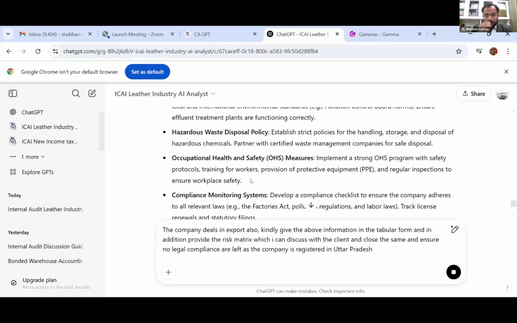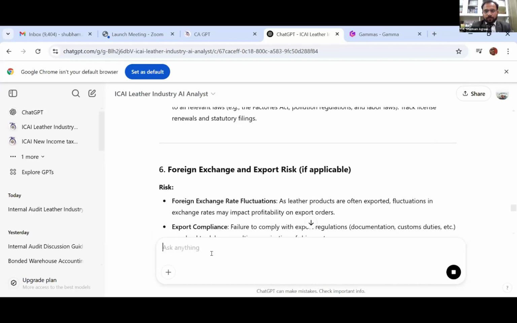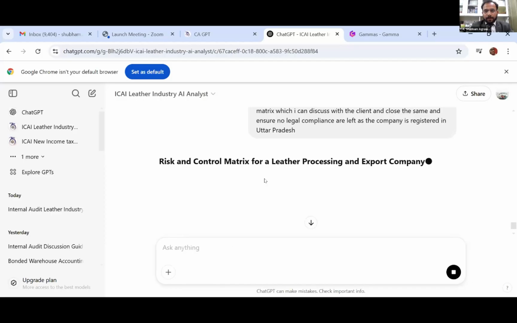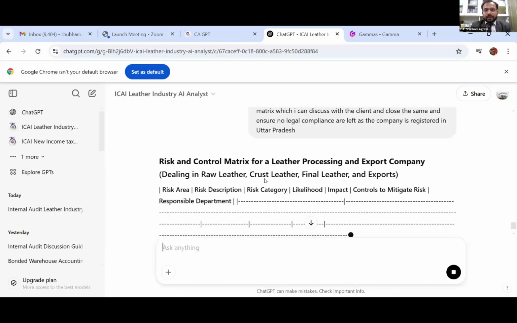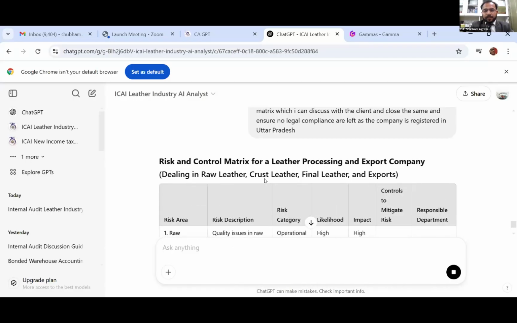Now we are giving the prompt again. The company deals in export also, so it will cover the risk area related to export. Kindly give the above information in tabular form, and in addition provide the risk matrix. So it will provide the detailed risk area and the risk description, risk category, likelihood, and its impact.